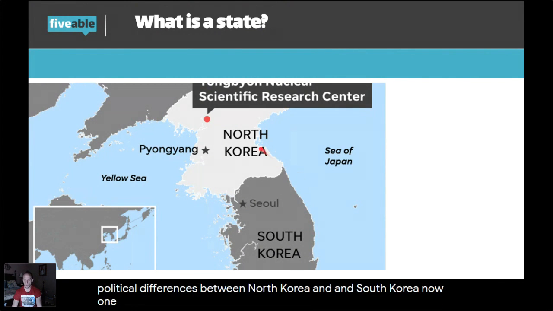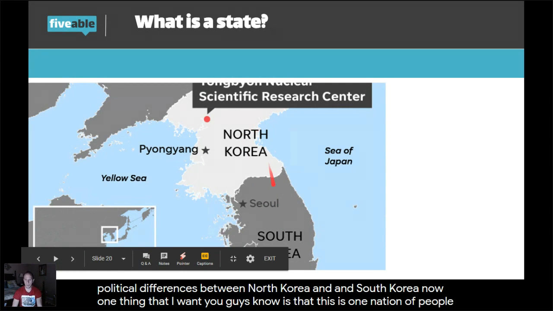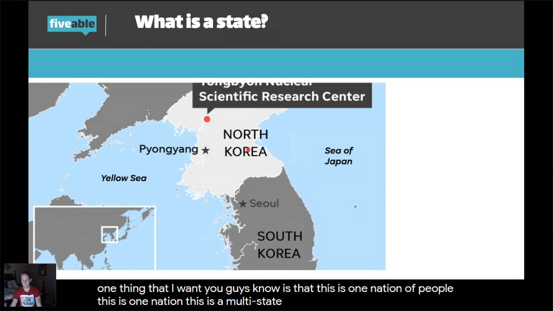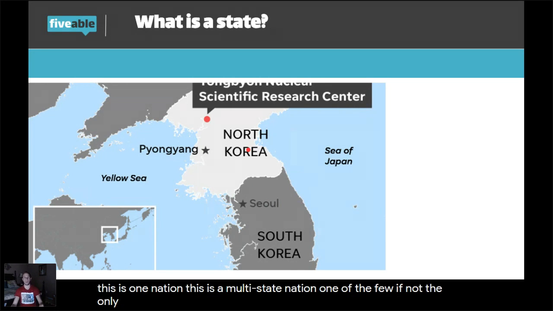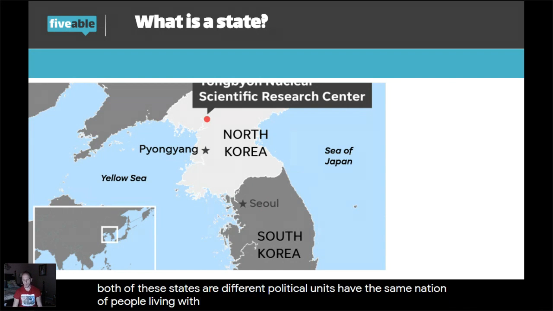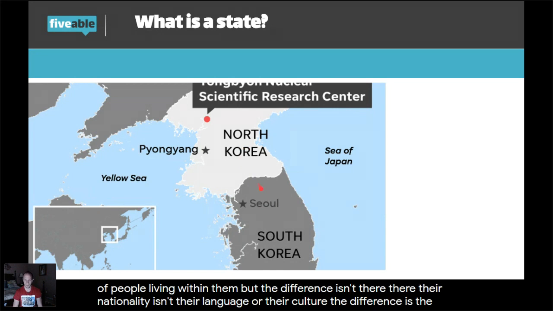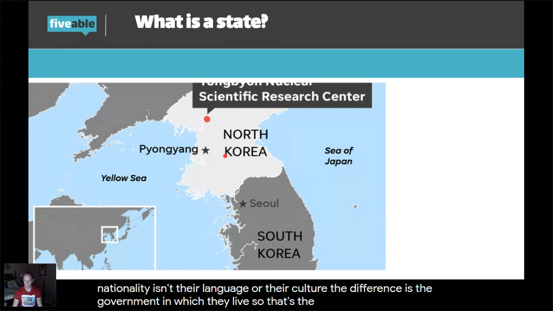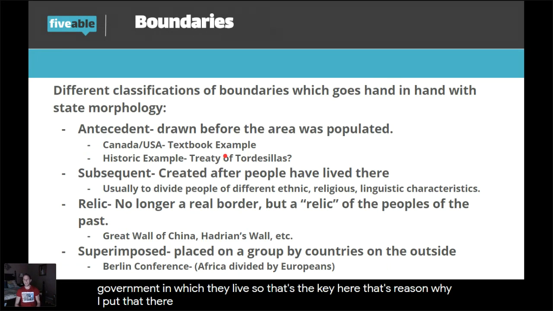Now, one thing that I want you guys to know is that this is one nation of people. This is one nation. This is a multi-state nation. One of the few, if not the only one I can think of off the top of my head, is a multi-state nation. Both of these states, they're different political units, have the same nation of people living within them. But the difference isn't their nationality, it isn't their language or their culture. The difference is the government in which they live. So that's the key here. That's the reason why I put that there. Somebody asked about this earlier in the presentation.